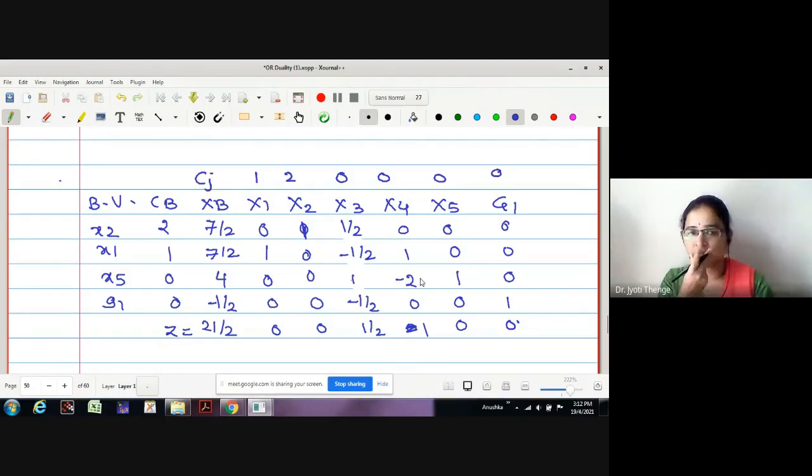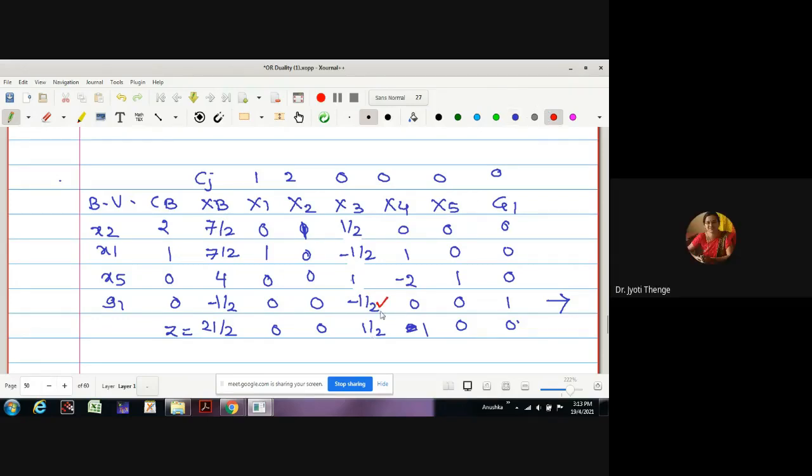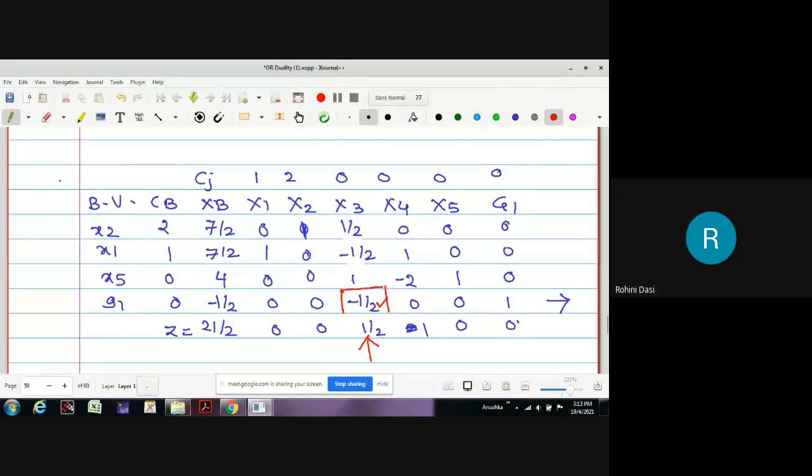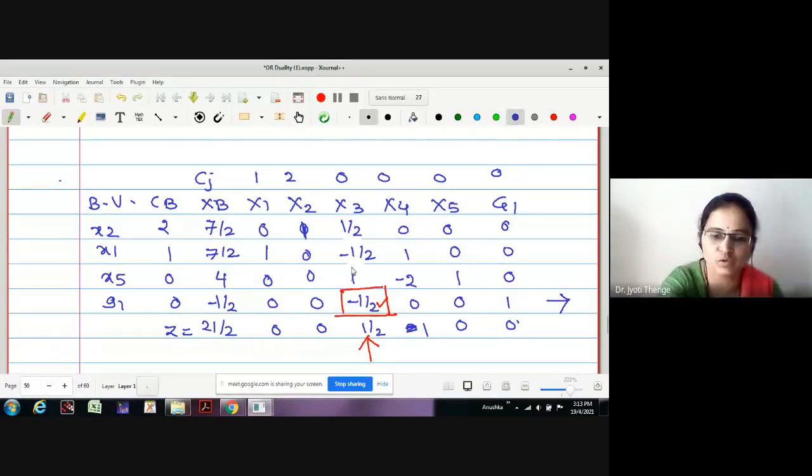Now again applying dual simplex, this will be my outgoing vector. Which one will be the incoming? We have to look at the row and select a negative entry. We have only one negative entry here, in this fourth row. Therefore, the ratio will be half upon minus half. Only one we have, therefore this variable is going to enter the basis. Which one will be my pivot element? Minus half. This one is the pivot element. Now use the row operations.